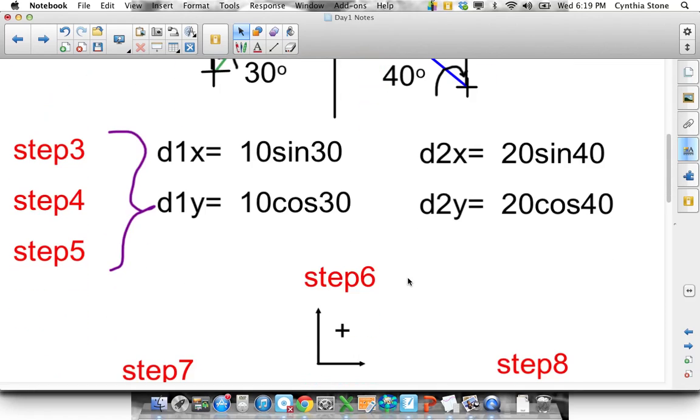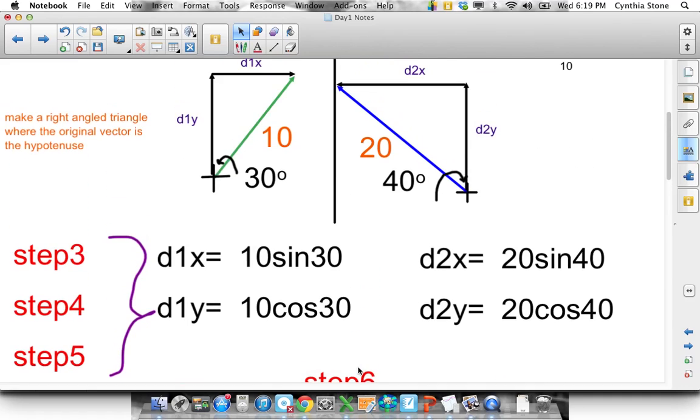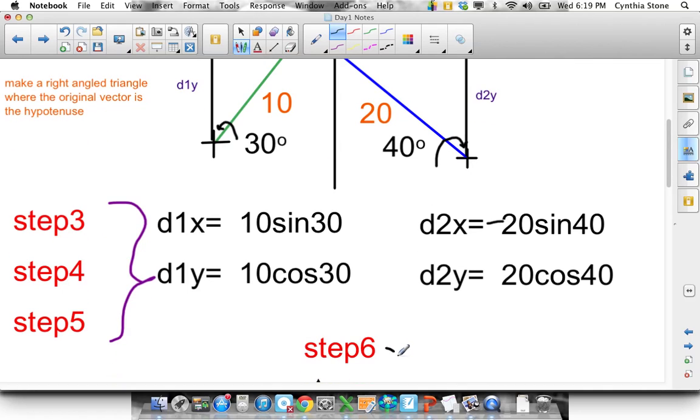Step number 6, just make sure you have the right sign on the horizontal and vertical components. So if I say that north and east are positive, d1y is north and d1x is east, right? So it's all good to go. They're both positive. However, this one, the y component is north, which is positive, but the x component is west, so it should be a negative number. Okay, so you make that negative, and that's step number 6. Done. Okay, by putting that negative right there.